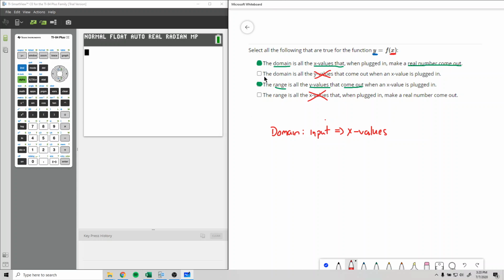Once again, important thing, domain is x, range is y. That's what's really important right now.